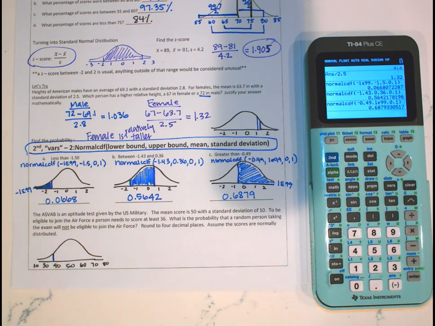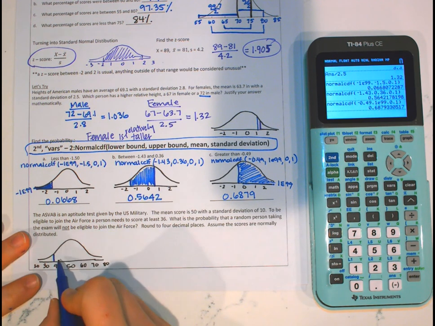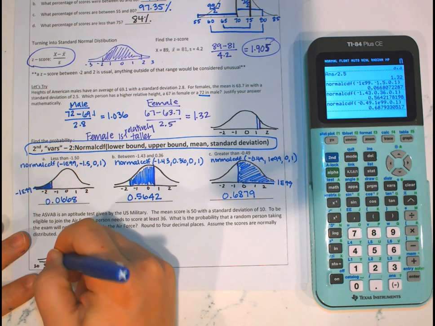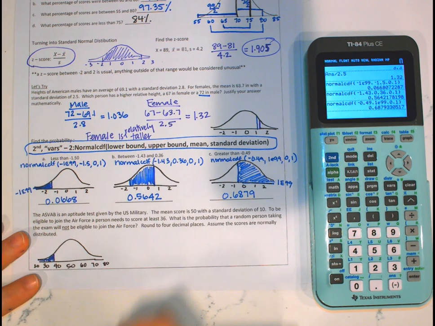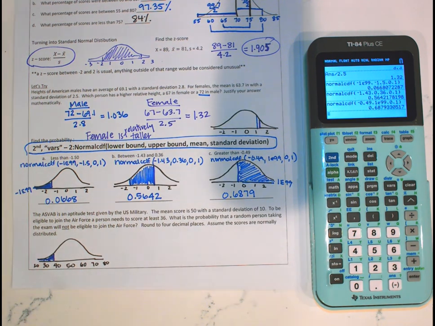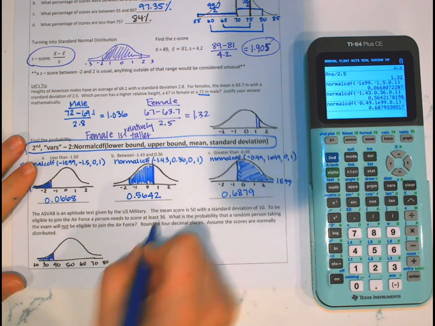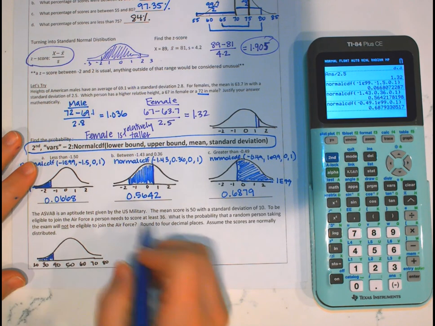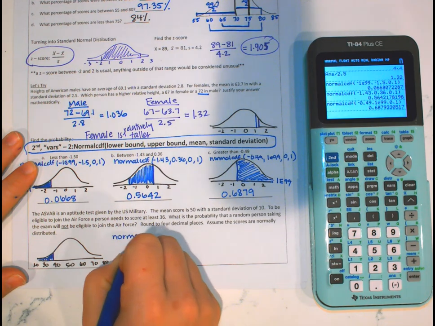What is the probability that a random person taking the test will not be eligible to join the Air Force? So we're talking about not eligible, right? A 36 and above makes you eligible. So we're actually looking for this area here that represents people who are not eligible. So I'm still looking for the area underneath this curve. So I'm still going to do my normal CDF.